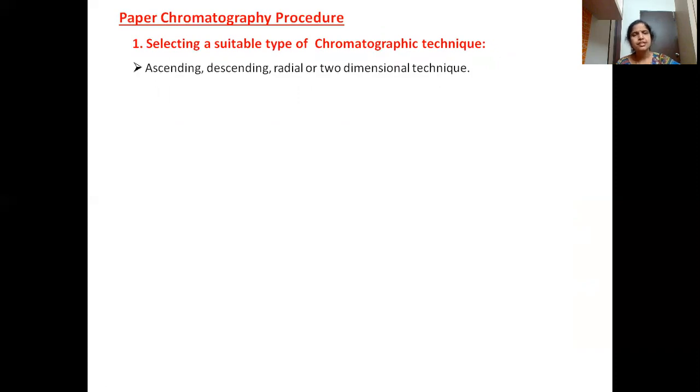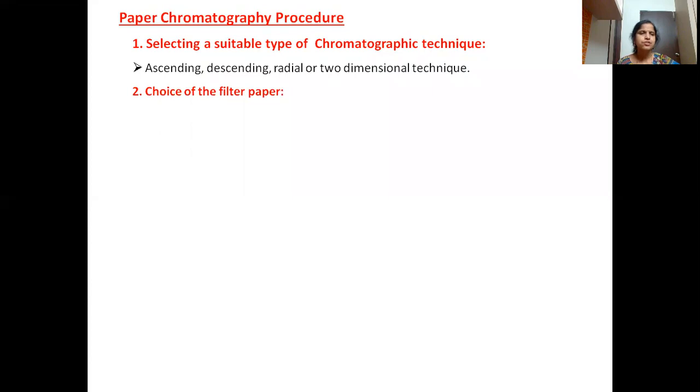Now what is the procedure? How can we do the separation by using this technique? Let us see. The first step is important: we first have to select a suitable type of chromatographic technique. In paper chromatography, we have three different techniques: ascending, descending, and radial. There is another technique also, known as the two-dimensional technique. We'll see the difference between all these types later on. So first, we have to select which chromatographic technique we need to perform.